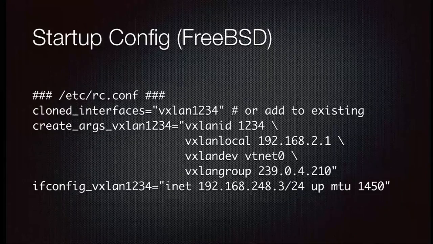If you want to do that every time you boot up, add it to rc.conf. It's a cloned interface, so I just put it in there. The fact that you're calling it vxlan tells it it's a VXLAN interface to clone. Give it create arguments with all these VXLAN particulars, the VNI, the local device and IP to use, and the group address. And then again, configure it just like any other interface with an ifconfig_ line and whatever parameters you want there.